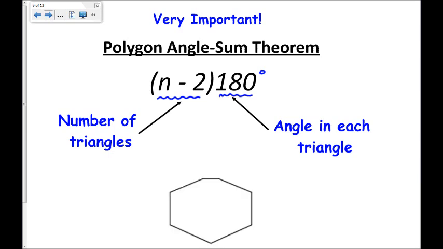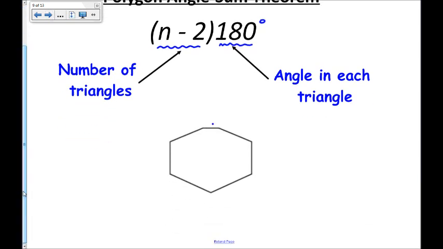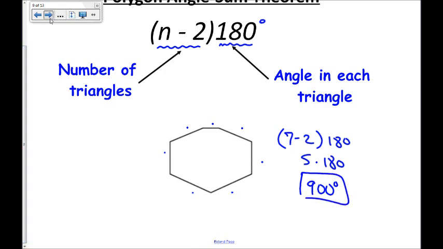Here is one quick example. We have 1, 2, 3, 4, 5, 6, 7 sides. This is a heptagon. And so the sum of the interior angles will be 7 minus 2 times 180. Now 7 minus 2 is 5. So 5 times 180 is 900 degrees. So the sum of these interior angles will be 900 degrees.